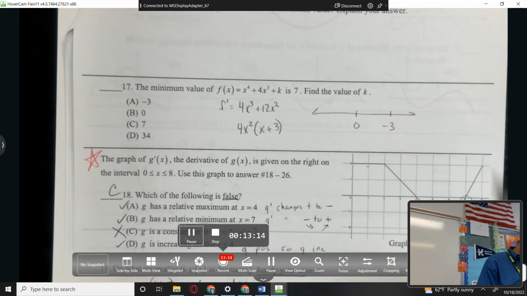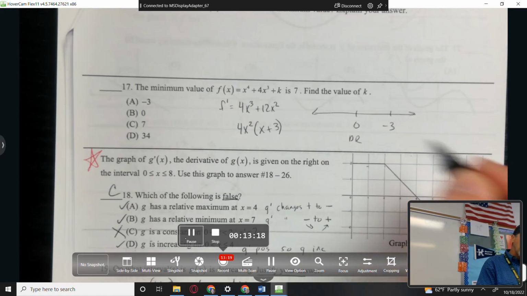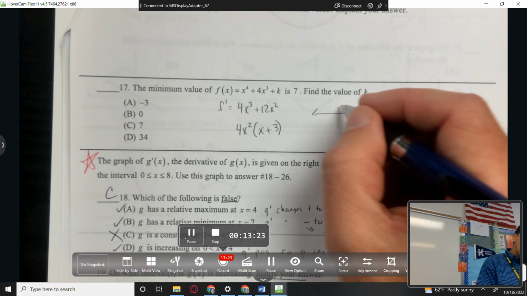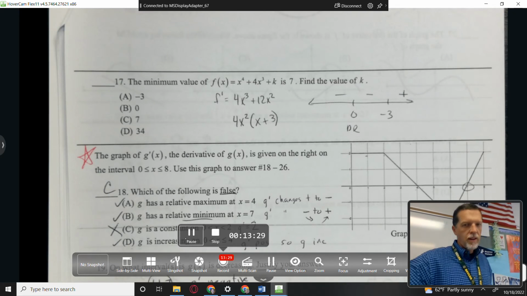So the only thing that would be a problem is -3, because 0 is a double root, so it's not going to change there. Yeah. So then just be plugging -3 into the original equation and solving. Right. Yep. Okay. The point of inflection is where the concavity changes. Correct.